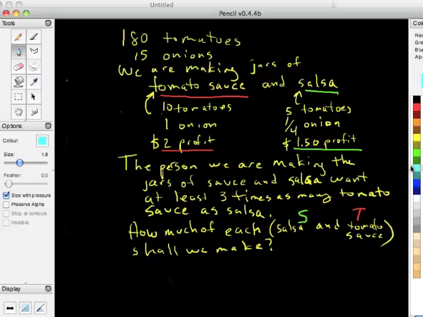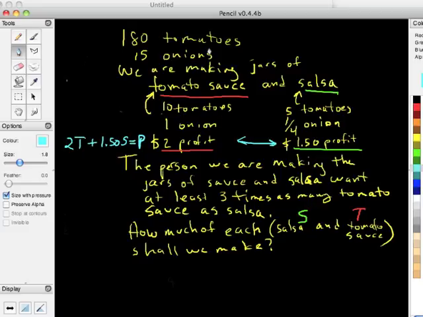And I'll try to work in cyan now. If we have S salsa and T tomato sauce, we know what our profit is. It's going to be 2 times T plus $1.50 times S. This is going to be our profit, so I'm just going to write P there. And that's just using these 2 bits of information. And what are the other things that we can know?